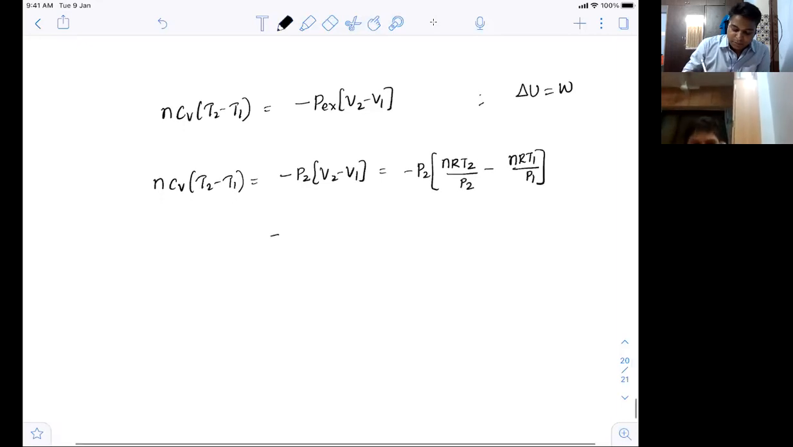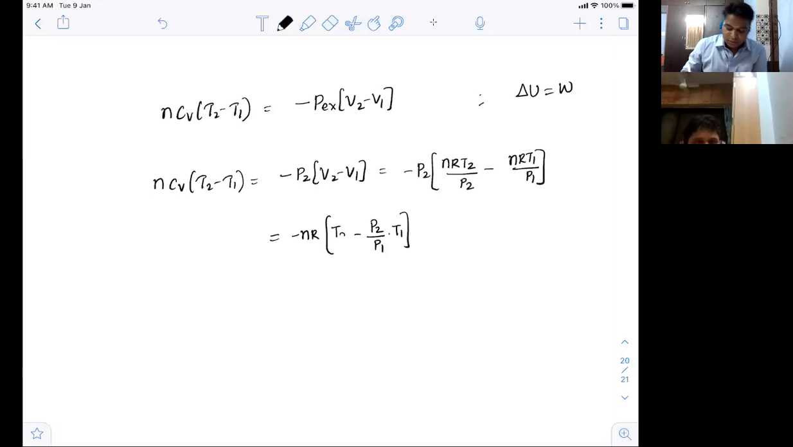If I multiply this P2 inside, I will get minus of nRT. Let me take nR common outside. So minus nR, if at all I take common, it will be 1 minus P2 by P1 multiplied by T1. And here, sorry, this is not 1, this is T2. So I'll have T2 minus P2 by P1 into T1. This is what I would get.